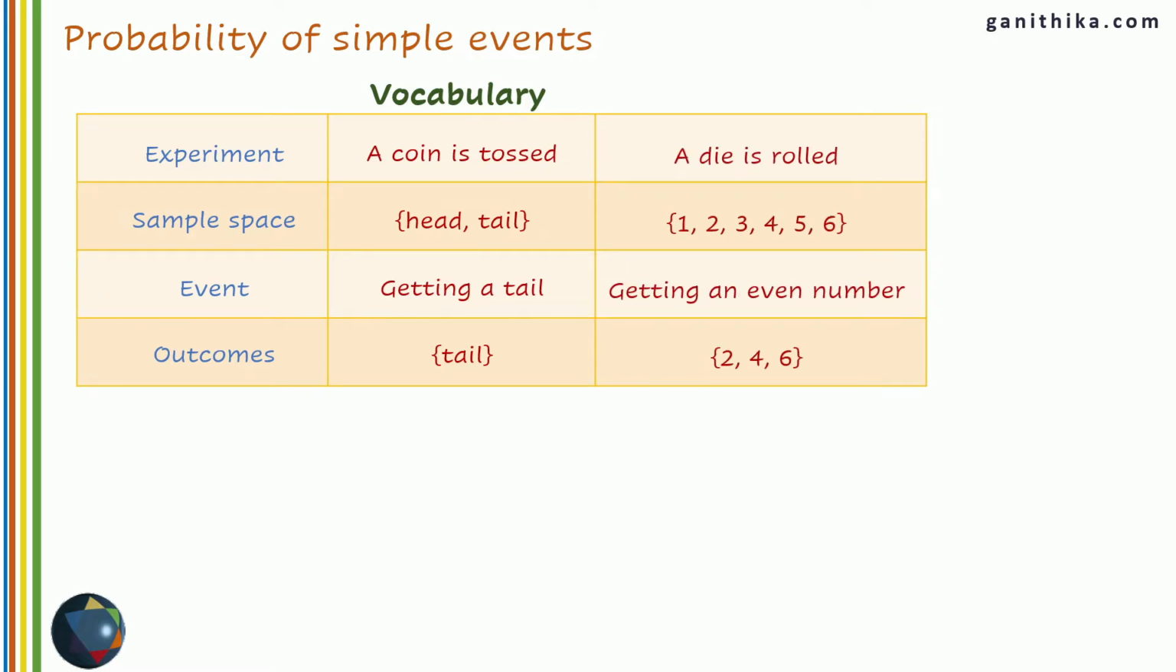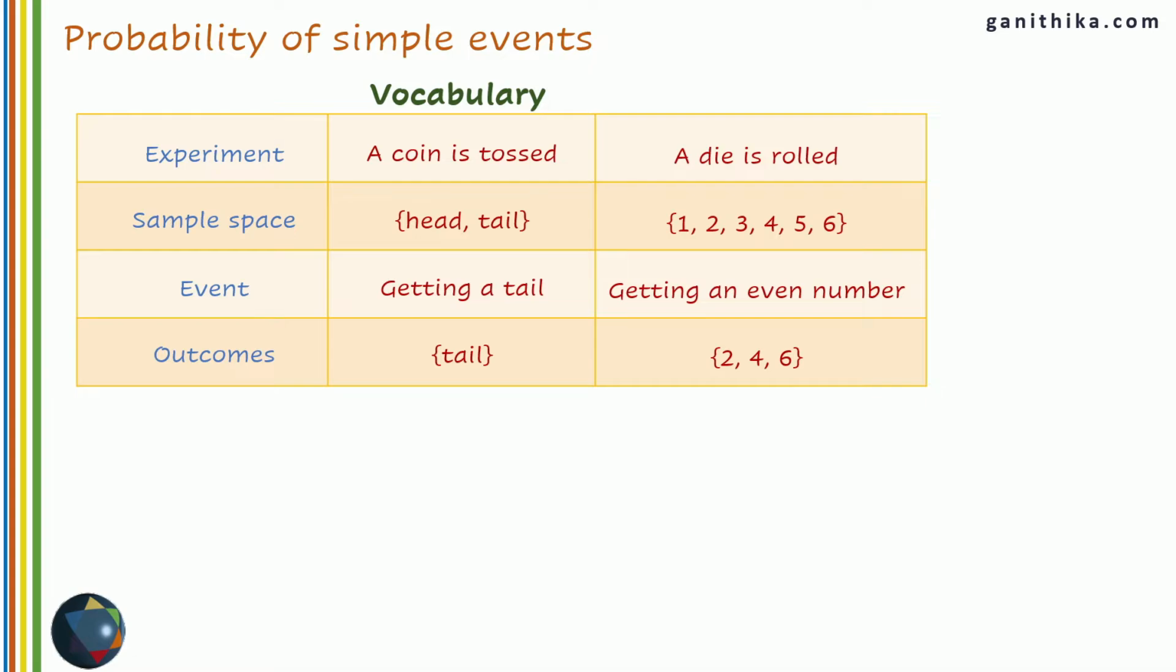The sample space from rolling a die is the set of numbers 1, 2, 3, 4, 5 and 6, because when you roll a die, these are the 6 numbers that you will get on the top of the die, right? And I can have many options for events here. Getting an even number is one of the many events that I can choose from rolling a die.